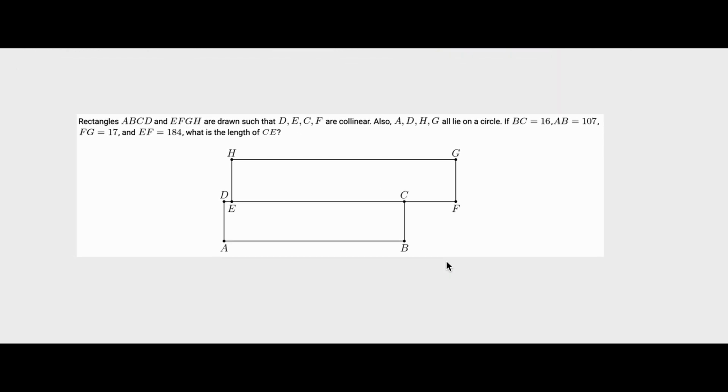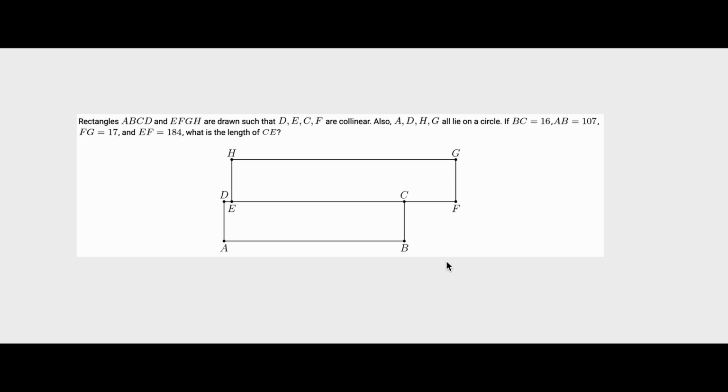Rectangles ABCD and EFGH are drawn such that D, E, C, F are collinear. Also, A, D, H, G all lie on a circle. If BC equals 16, AB equals 107, FG equals 17, and EF equals 184, what is the length of CE? Pause the video here and try the problem on your own. Now let's solve the problem.